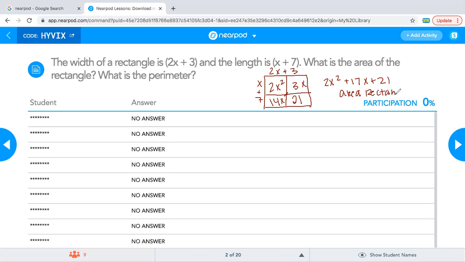And for the sake of time, let's not worry about the perimeter, okay? But if I was doing perimeter, I would add all the sides together, right? So that's just combining like terms. So that should be pretty simple for us. Okay, so go ahead and write that in and submit that.